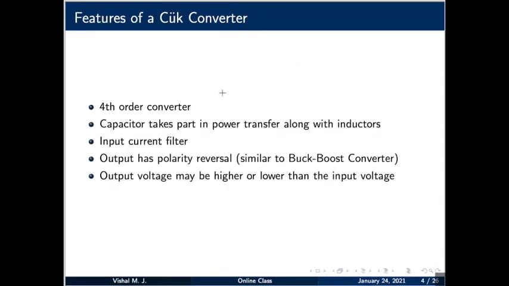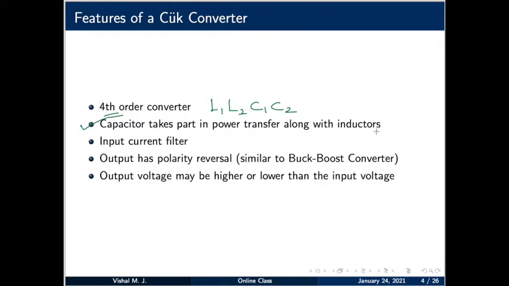Now, if you list down the salient features of a Cuk converter, as I said earlier, it is a fourth order converter. There are 4 storage elements L1, L2, C1 and C2, and hence the name fourth order converter. Similarly, unlike other topologies which you have seen earlier, the capacitor takes part in power transfer along with the inductors.